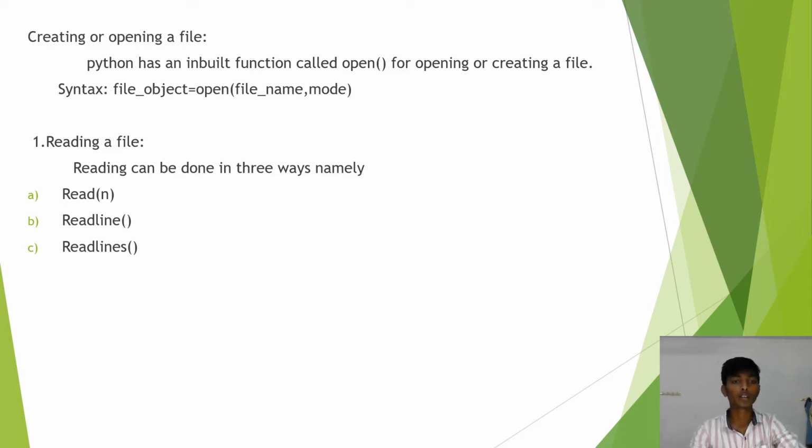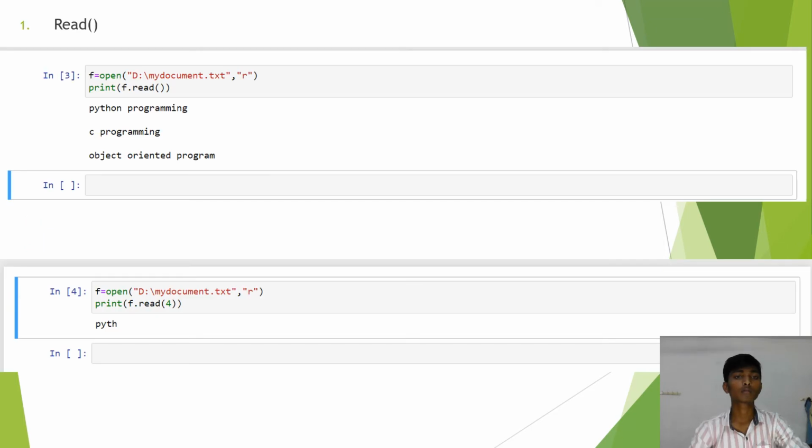Now we are discussing the three major operations in files. First one, read. Reading a file. Reading can be done in three ways, namely read(), readline(), and readlines(). Before read(), we are going to create a folder in D drive or C drive. mydocument.txt is the document name or file name, and r is the mode.